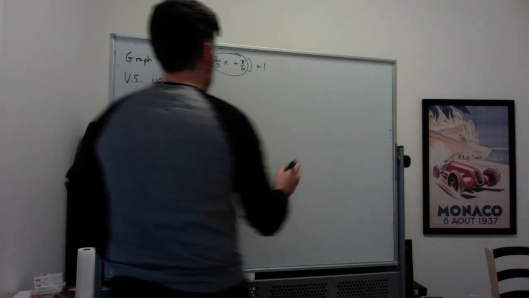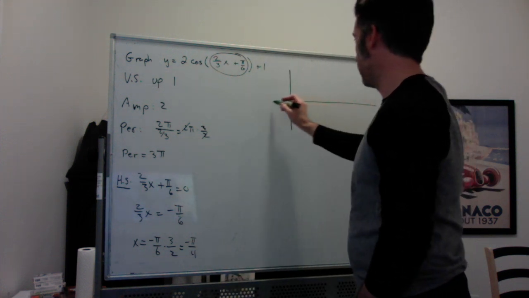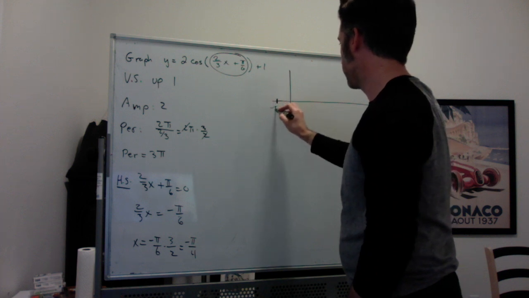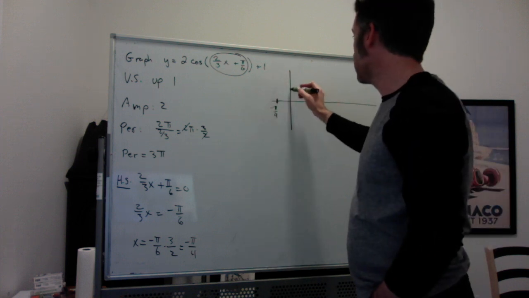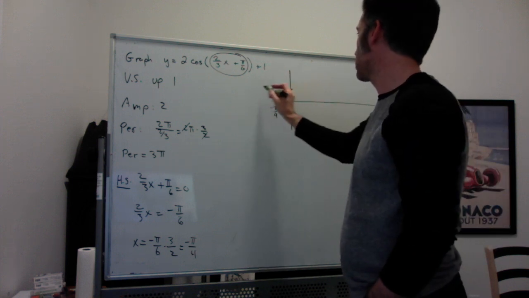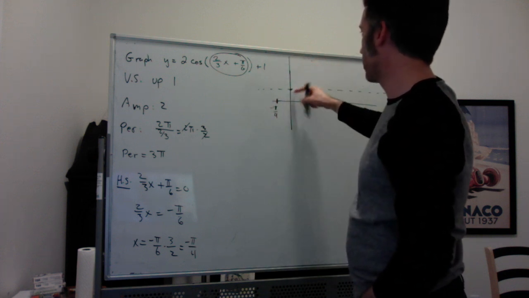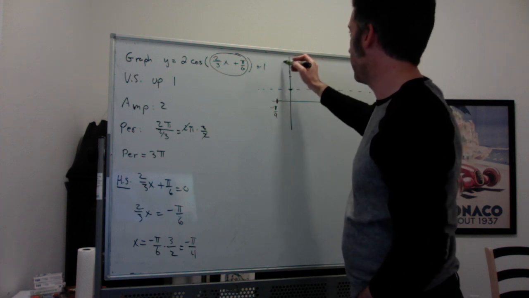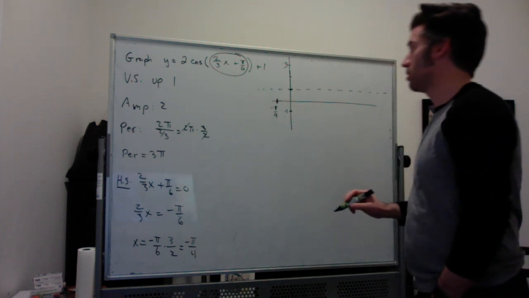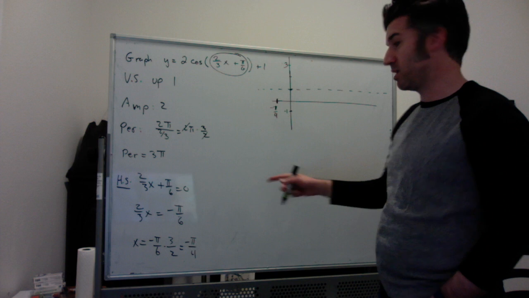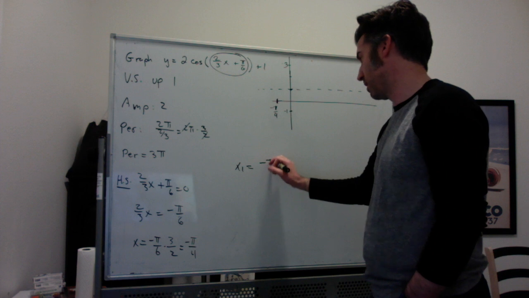So I'm going to start graphing this. Let's see, I'm going to give myself enough room here. So it's going to start at pi over 4 to the left. And we know that we have a new midline of up 1. It's going to be right about there. Again, my graph is usually not super precise. And then we know we're going to go 2 above at 3, and 2 below at negative 1. Okay. And then we need to find our 5 important x values. We already got the first one. The first one is x sub 1 equal to negative pi over 4.